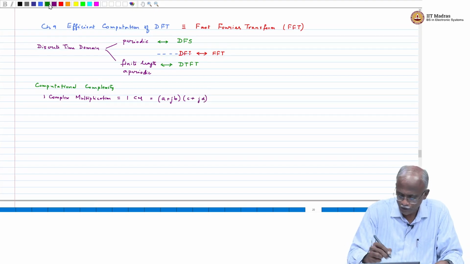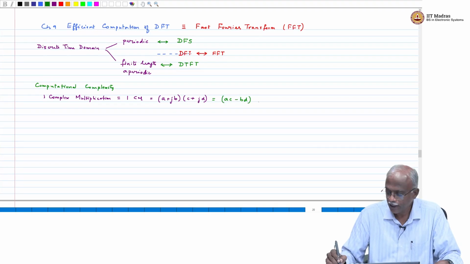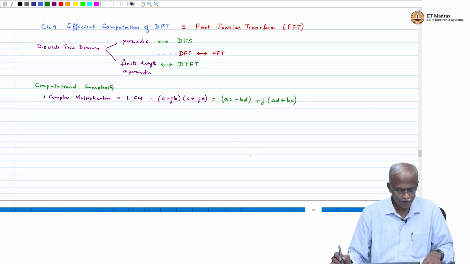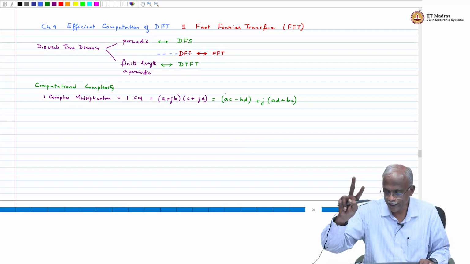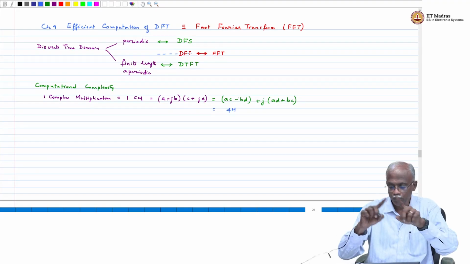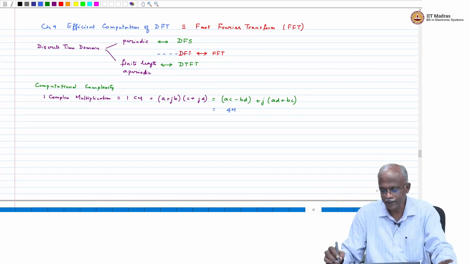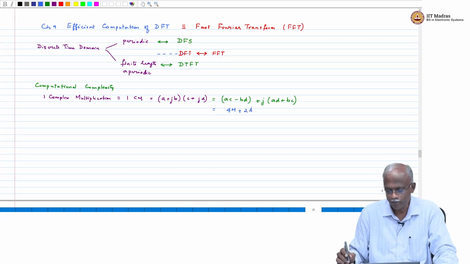Now I'm sure you are very familiar with the expansion. This will be equal to AC minus BD, that will be the real part, plus j times (AD plus BC). That's the imaginary part. So you get 4 multiplications, AC, BD, AD, BC, and there are 2 adds. AC and BD have to be subtracted, AD and BC added, and addition and subtraction we don't make a difference. So basically it's the same as 4 multiplies and 2 adds.